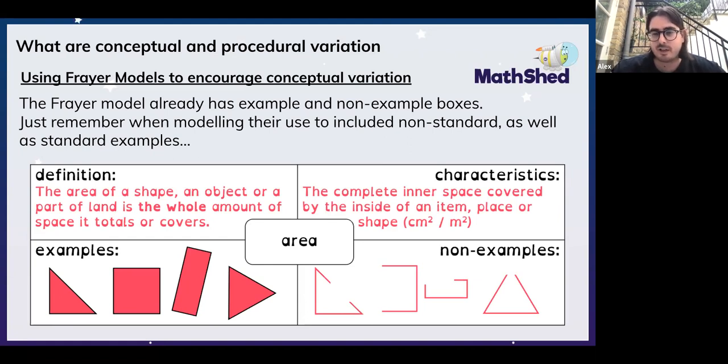And then next we have these unenclosed shapes, these open, they're not shapes, they're just a series of lines that haven't been connected, and therefore those are non-examples because they aren't an enclosed space, so they can't have an area.